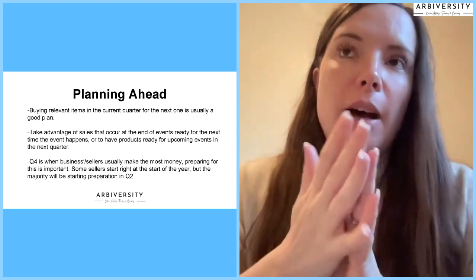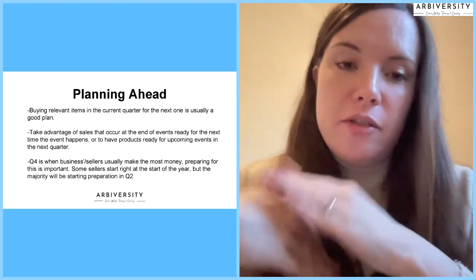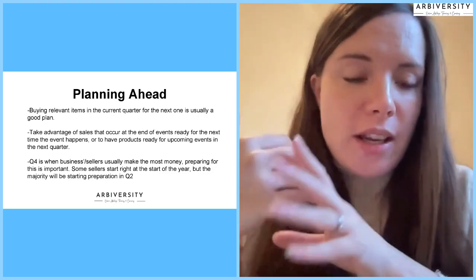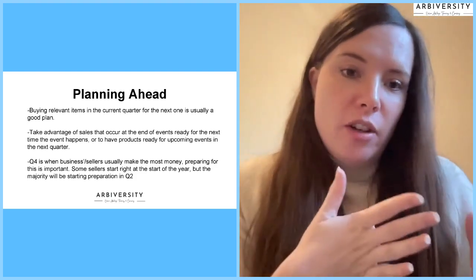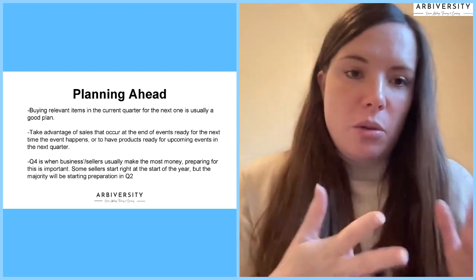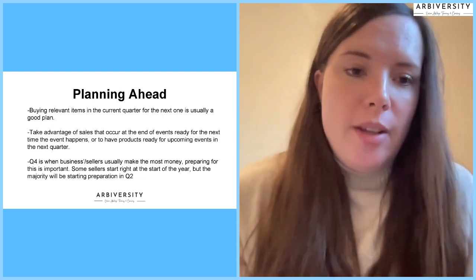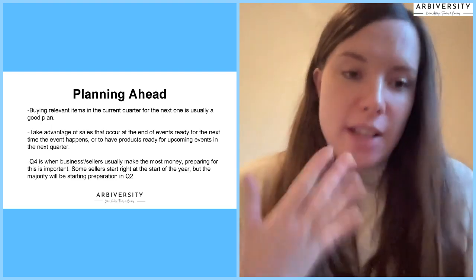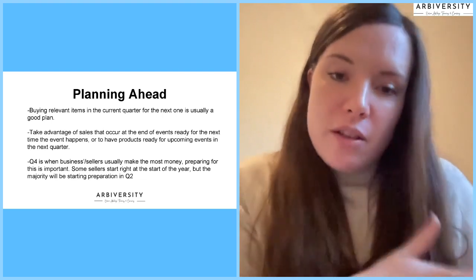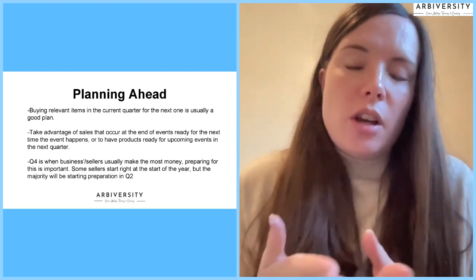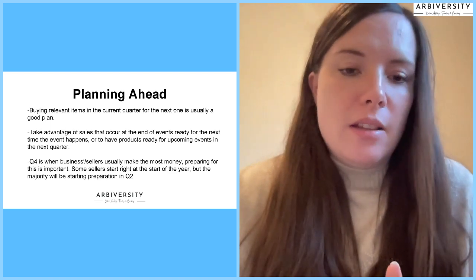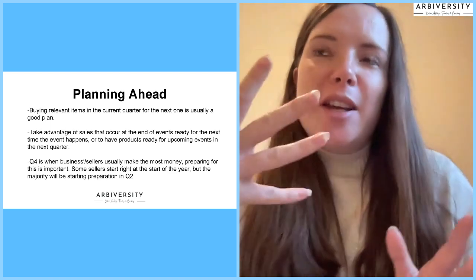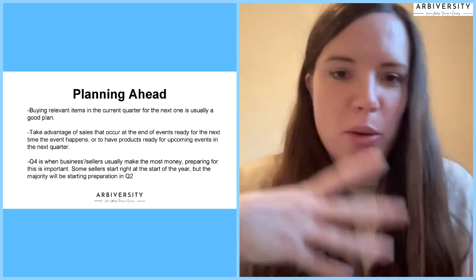Think about, as a customer yourself, in terms of finding deals and buying products, when can you take advantage of things like clearances and sales? You can be buying relevant items in the current quarter for the next one, as that first bullet point says. You take advantage of sales that occur at the end of events, ready for the next time. An example that I always give is outdoor things for summer or garden things.